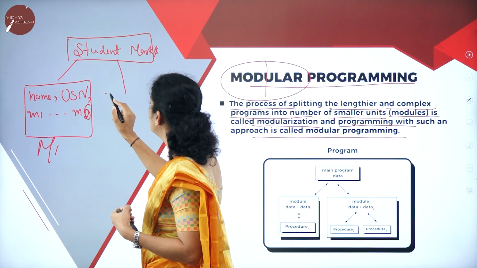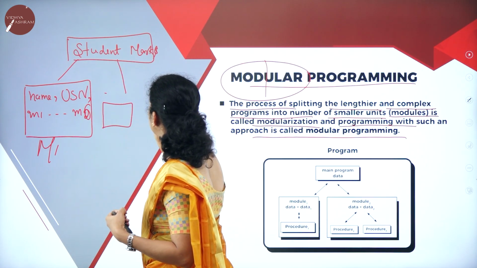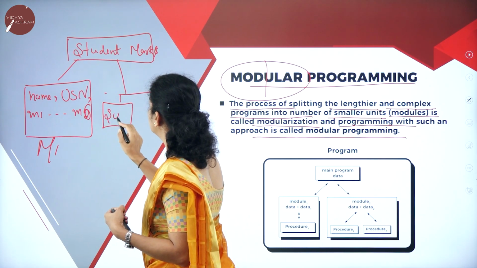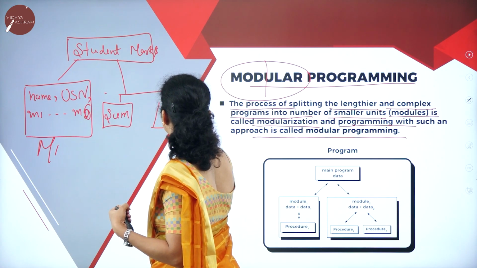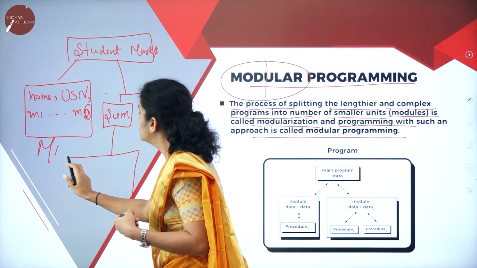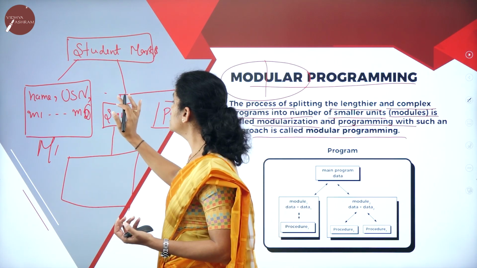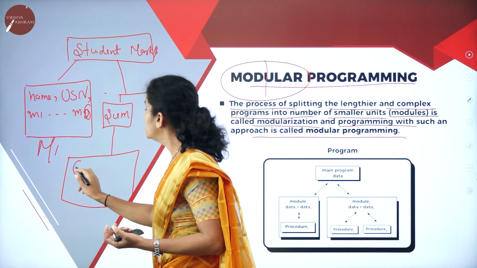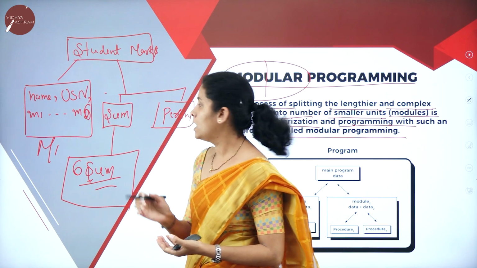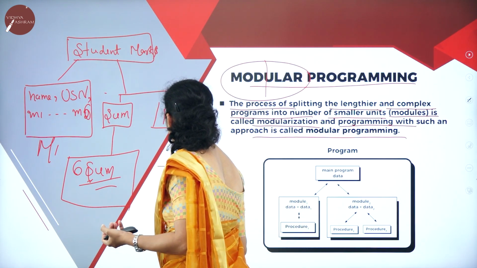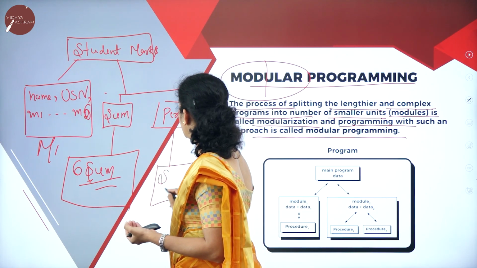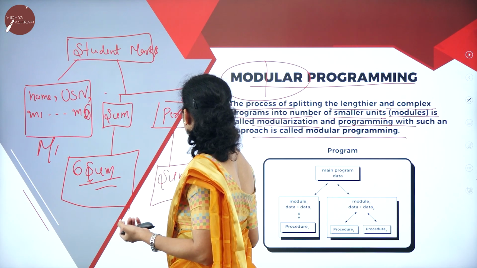Then I'm going to have two separate modules, that is to find the sum and percentage. Then I'm going to perform the sum of 6 subjects, and I'm going to find the percentage of 6 subjects. So that is sum divided by 6.